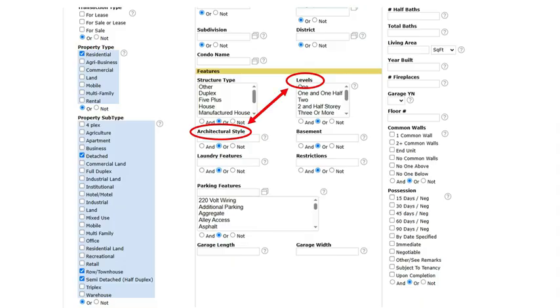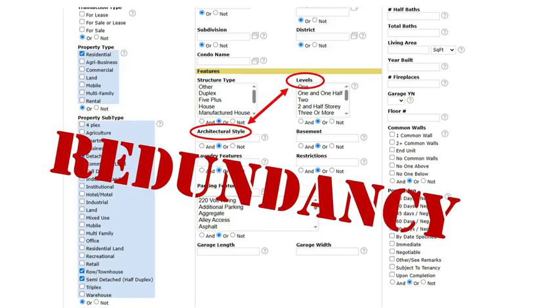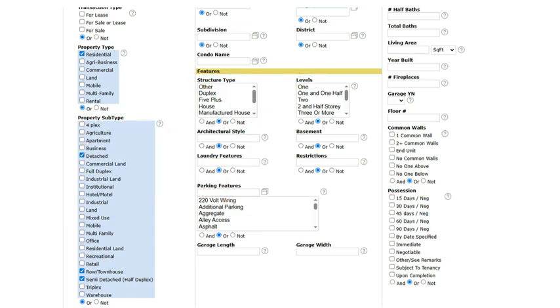We have complete overlap between these two fields, complete redundancy between them. And it's not just the levels field, it's all these other fields as well that have some redundancy with the architectural style field. So at this point, you may have noticed that the big culprit in all of this redundancy is this one field, architectural style.